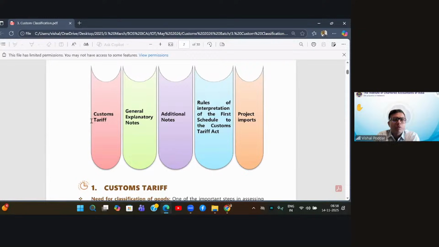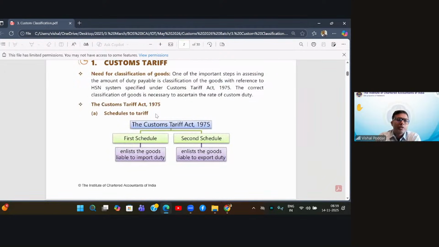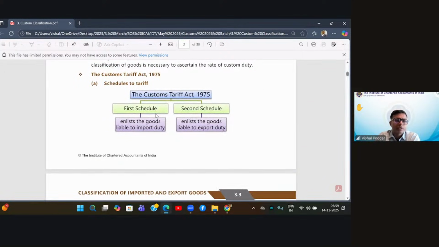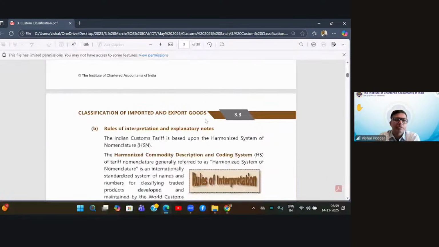So this chapter has the following pointers: customs tariff, which we just studied. Then you have explanatory notes, additional notes. Then this is the main part: rules for interpreting, how to interpret where your goods will fall, and then something about project imports. Now, as we studied in the previous chapter, the Customs Tariff Act is divided into two schedules. Schedule 1 gives rates for imported goods and Schedule 2 gives rates for export goods.